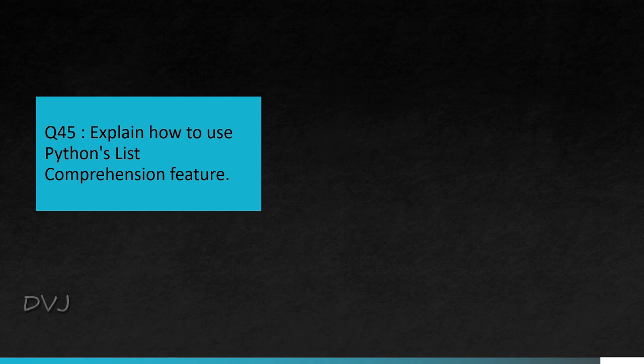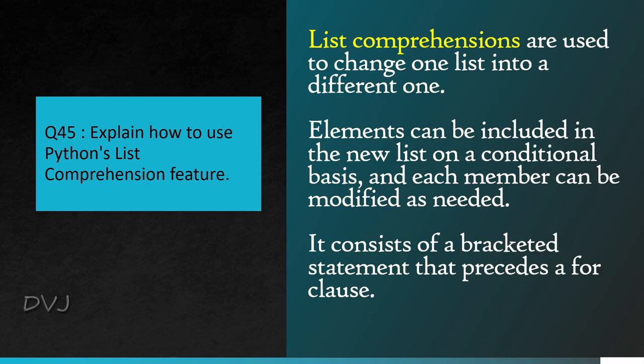Question number 45. Explain how to use Python's list comprehension feature. List comprehensions are used to change one list into a different one. Elements can be included in the new list on a conditional basis, and each member can be modified as needed. It consists of a bracketed statement that precedes a for clause.